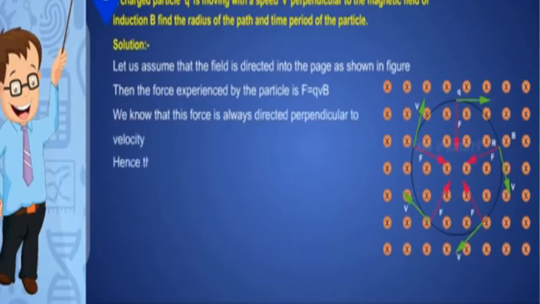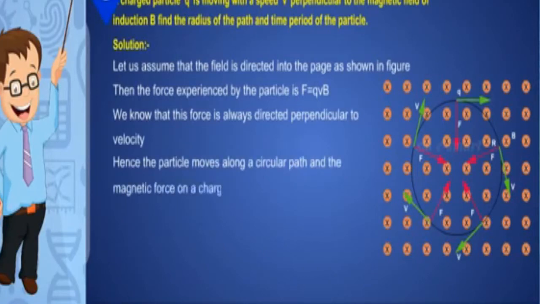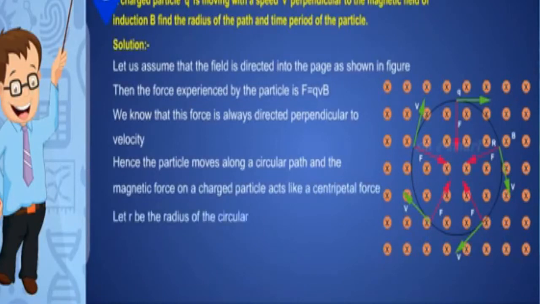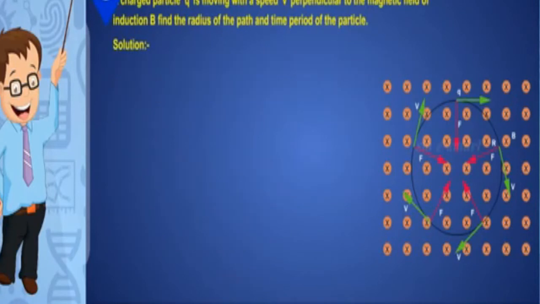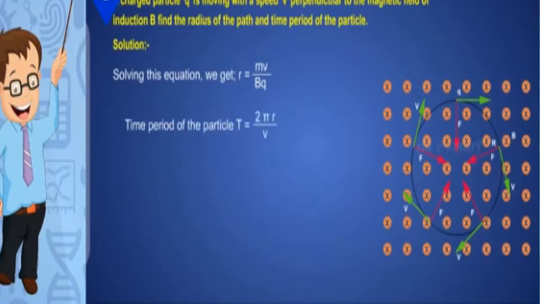We know that this force is always directed perpendicular to velocity. Hence, the particle moves along a circular path and the magnetic force on the charged particle acts like a centripetal force. Let r be the radius of the circular path. We know that centripetal force equals mv squared by r. So QvB equals mv squared by r. Solving the equation, we get r equals mv by Bq. Time period of the particle, T equals 2 pi r by v. Substituting r in above equation, we get T equals 2 pi m by Bq.